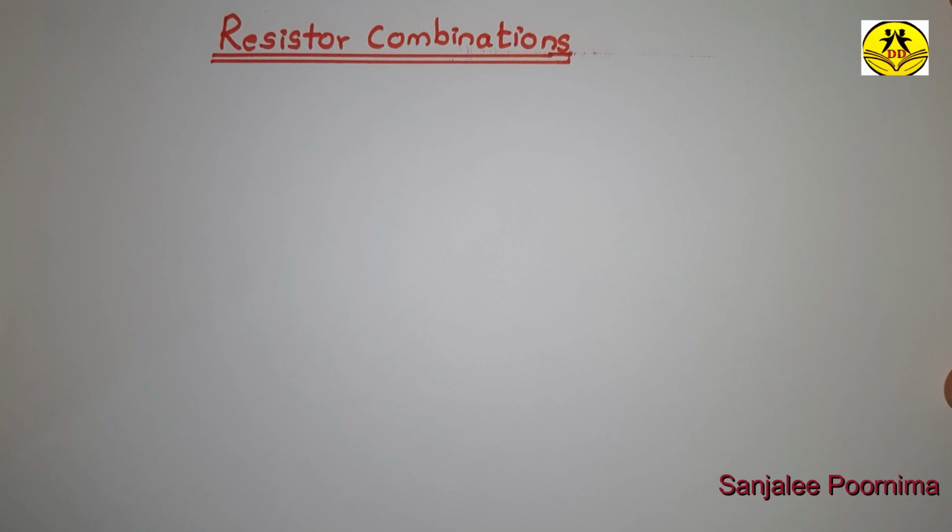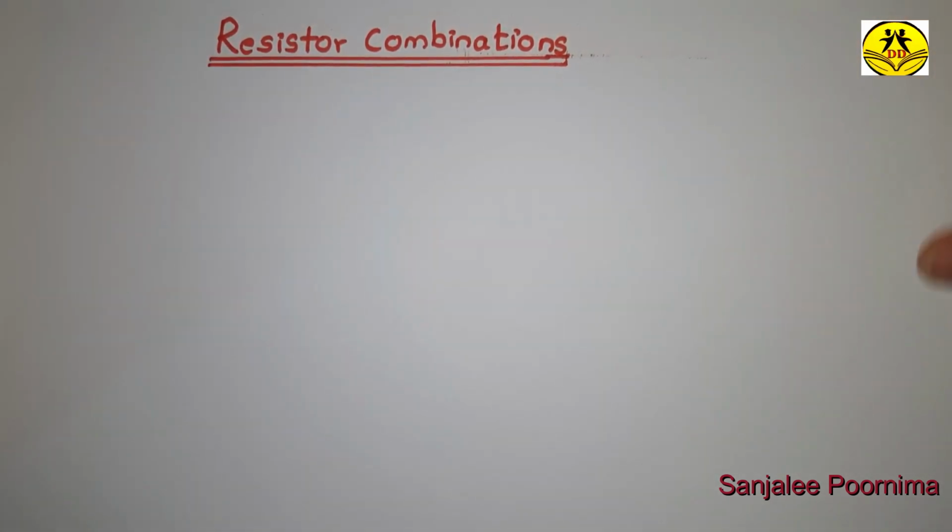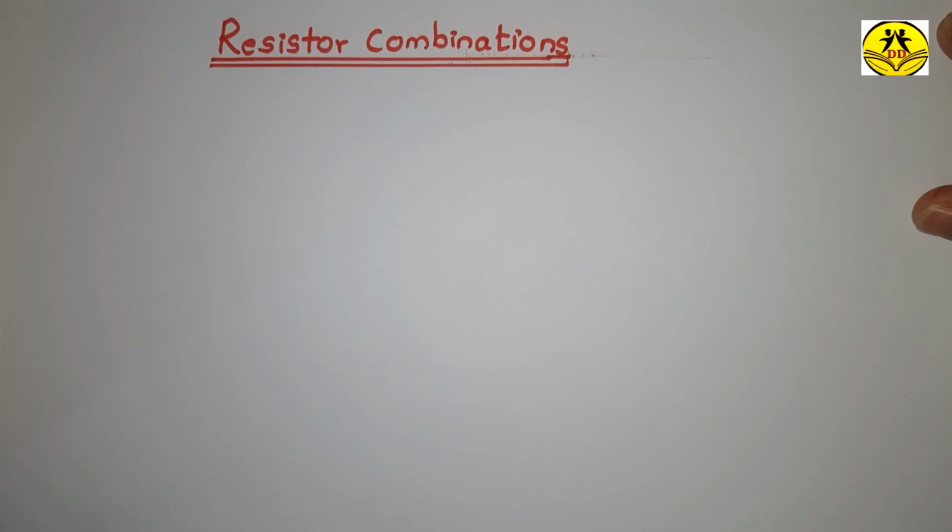In this video, I'm going to teach you about resistor combinations and how to solve questions coming under these. So what is a resistor? A resistor is a passive two-terminal electrical component that implements electrical resistance as a circuit element. So I hope you all know these from all levels.